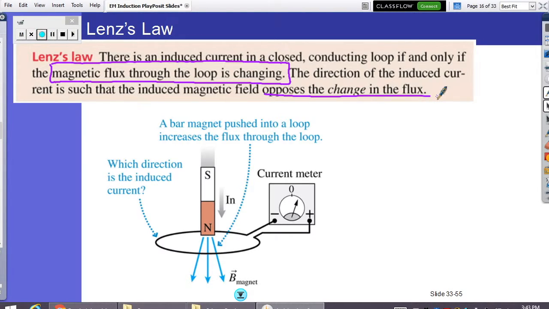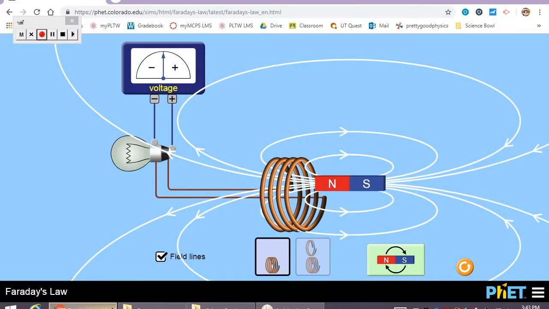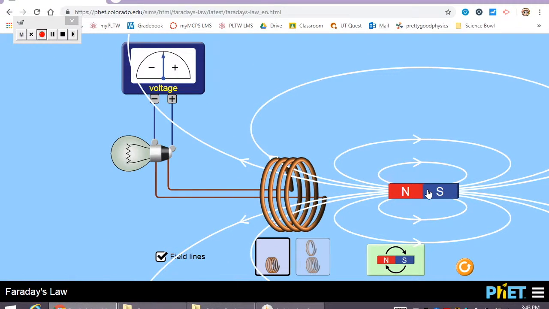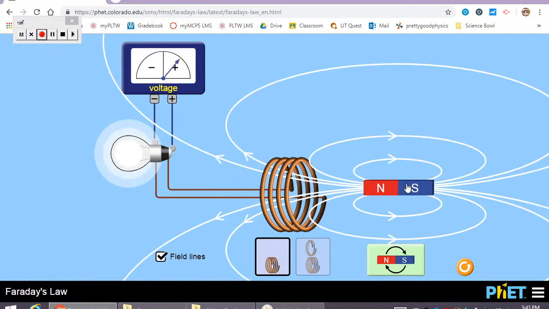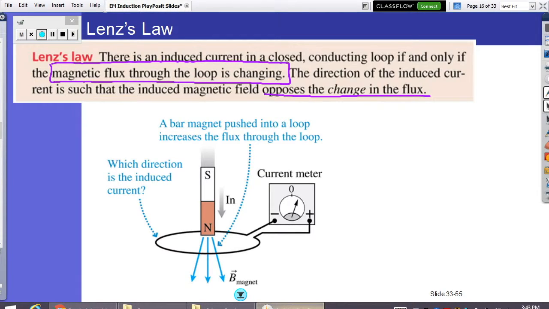So the idea is that if my flux is increasing, I'm going to get an induced current that's going to try to decrease my flux. If my flux is decreasing, I'm going to get an induced current that's going to try to increase my flux. It is always going to fight me. So you can see here as I move my magnet around, think about the number of field lines that are going through my little loops here. As I move my field in and out, I'm changing the amount of my magnetic field that's being captured. I'm changing my flux, and that's why I get a current.